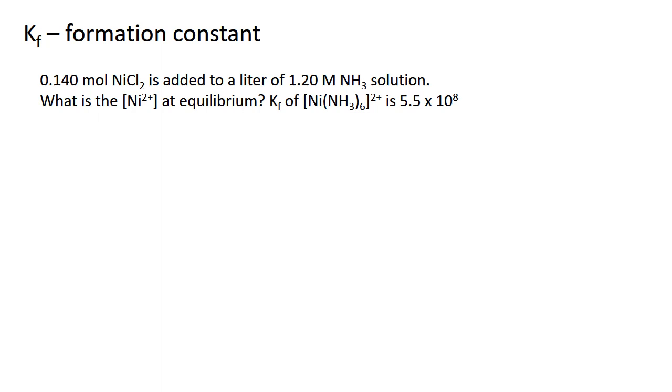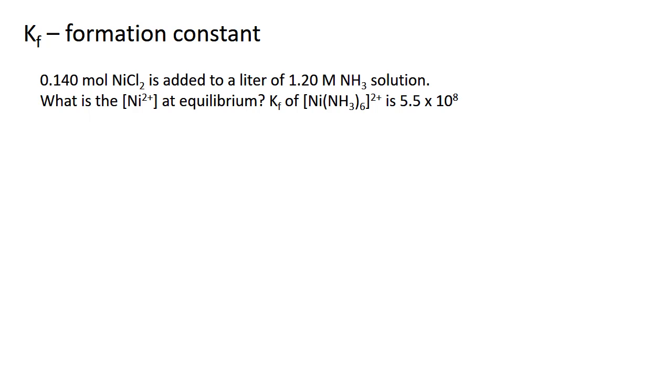This example has to do with Kf, or the equilibrium constant K, about formation. To explore this a little bit, I wanted to do this example where 0.140 moles of nickel chloride is added to a liter of 1.20 molar ammonia solution. What is the nickel 2+ concentration at equilibrium? And the Kf for this complex that forms is 5.5 times 10 to the 8.